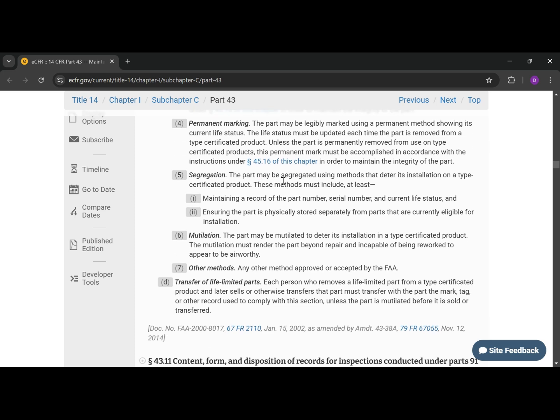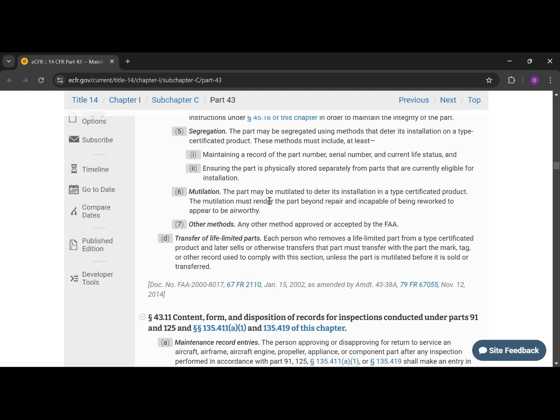Segregation. The part may be segregated using methods that deter its installation on a type certificated product. These methods must include, at least, maintaining a record of the part number, serial number, and current life status, and ensuring the part is physically stored separately from parts that are currently eligible for installation.